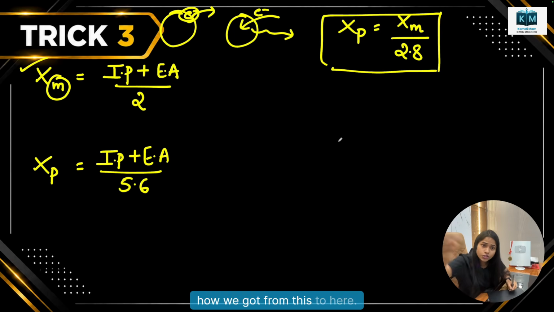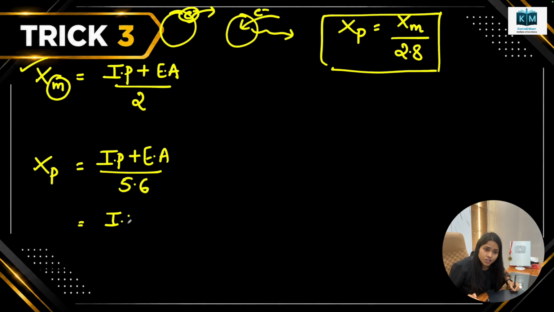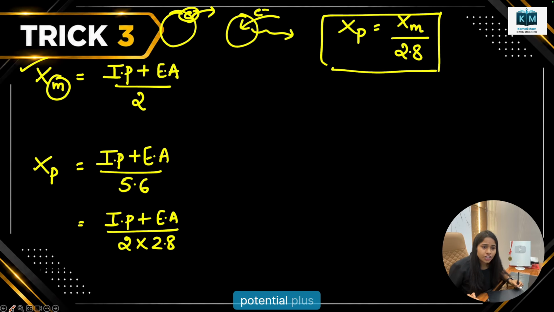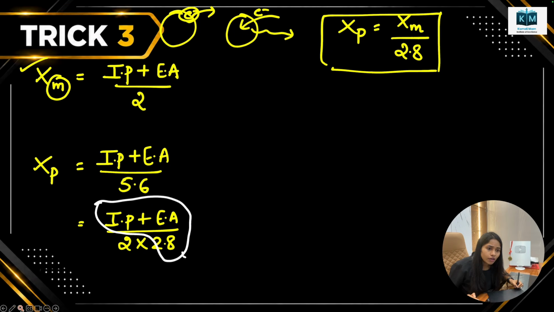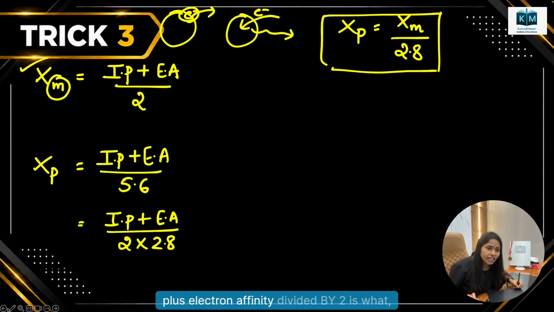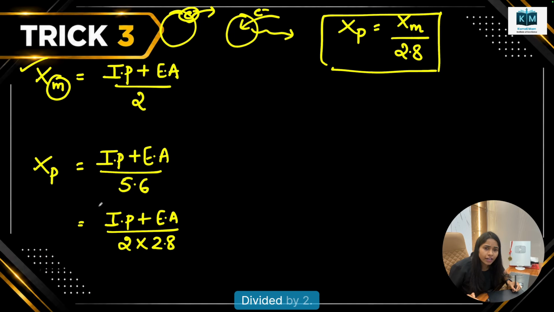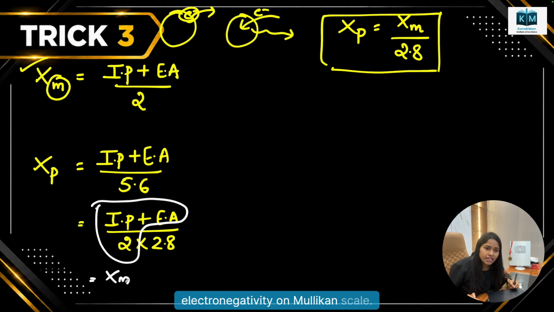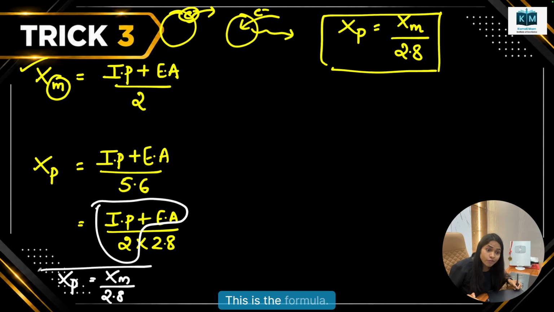How did we get from this to here? This is ionization potential plus electron affinity divided by 2, into 2.8, which gives ionization potential plus electron affinity divided by 5.6. Ionization potential plus electron affinity divided by 2 is what, students? It is the electronegativity on the Mulliken scale. So divided by 2.8 is equal to electronegativity on the Pauling scale.